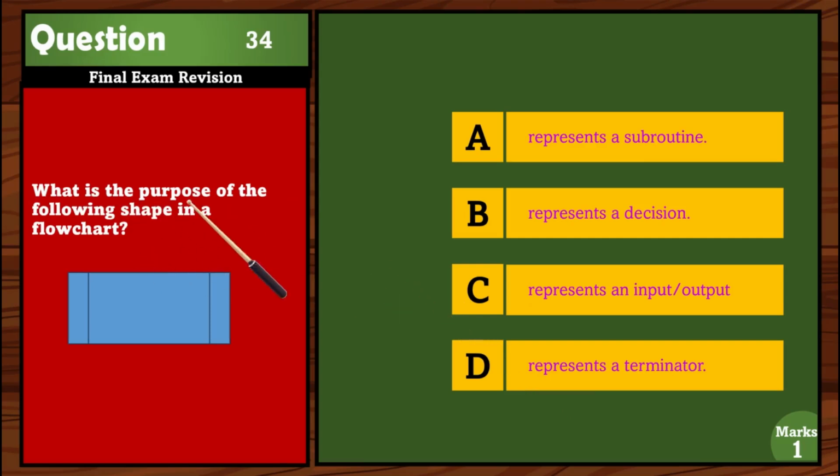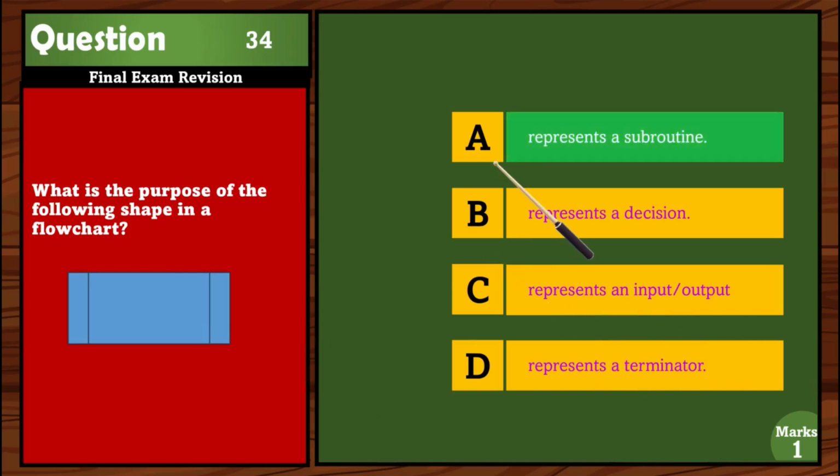Question 34. What is the purpose of the following shape in flowchart? So this is the shape. Option A represents a subroutine. Option B represents a decision. Option C represents an input output. Option D represents a terminator. So this shape represents a subroutine. So option A is correct.